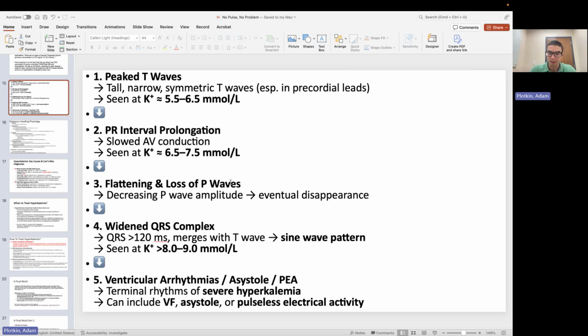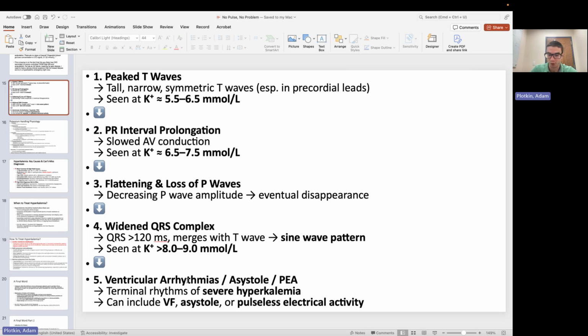We can then get flattening and loss of the T waves, okay? And eventually we might even lose them. We can then progress to a widened QRS complex, and that's where I start to get really scared. The QRS is above 120 milliseconds. It merges with the T wave, and we can actually see a sine wave pattern. If you remember back to pre-algebra, how sine waves look like hills, up and down and up and down. When we see that sine wave pattern, we're in danger. We're in big time danger. It's seen at a potassium of over 8 to 9.